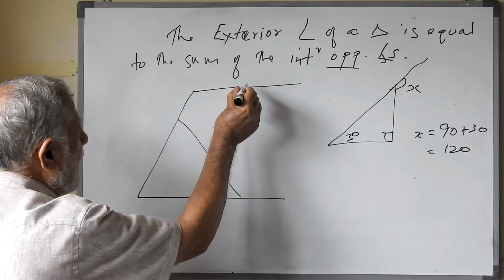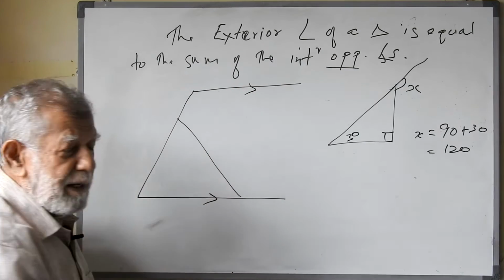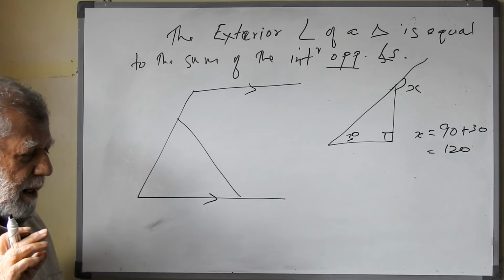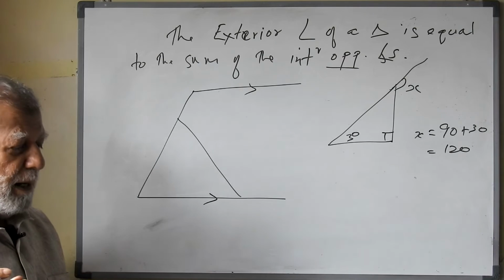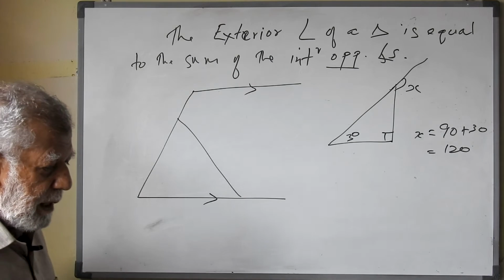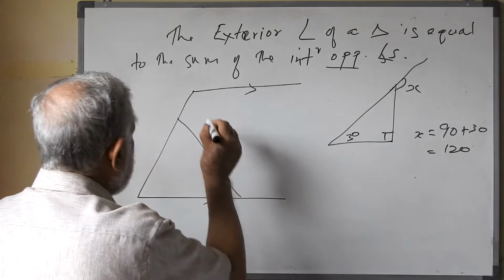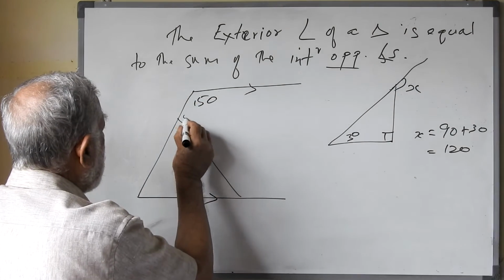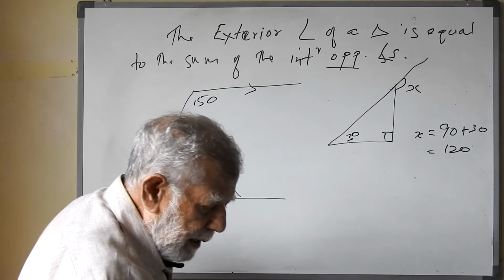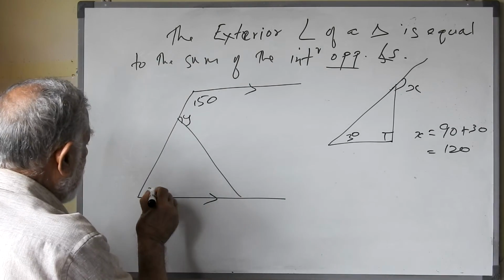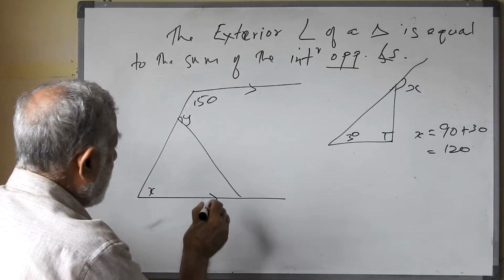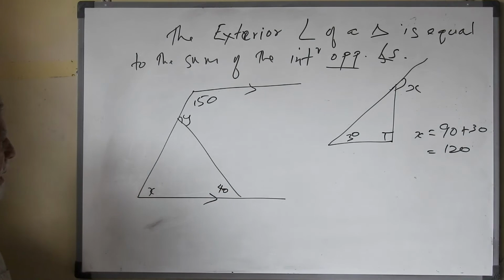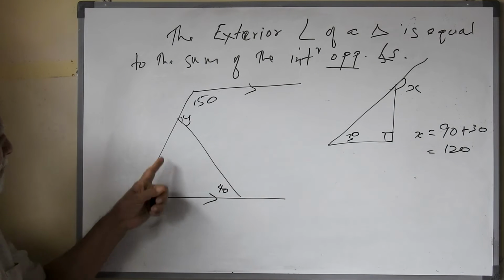Here we are having parallel lines. So immediately when there are parallel lines, you should know there should be alternate angles, corresponding angles, and interior angles or allied angles. So look at this. This is 150 degrees here, and this is y here, this angle, and this is x here, and we have 40 here.